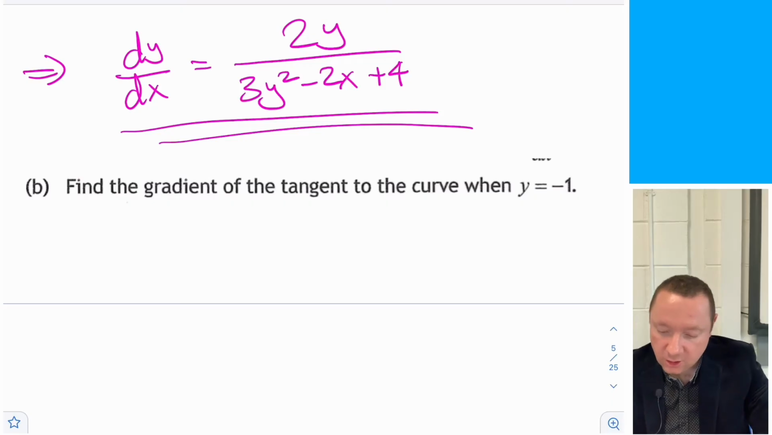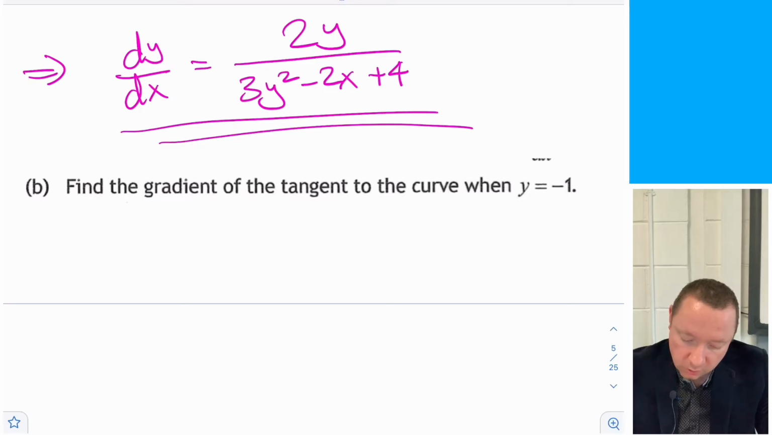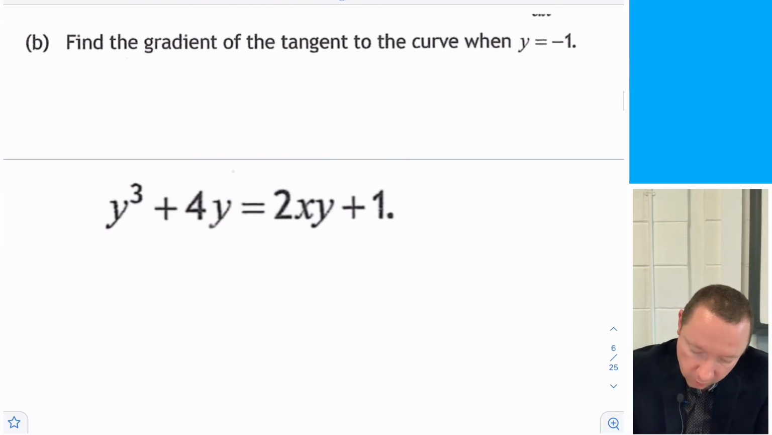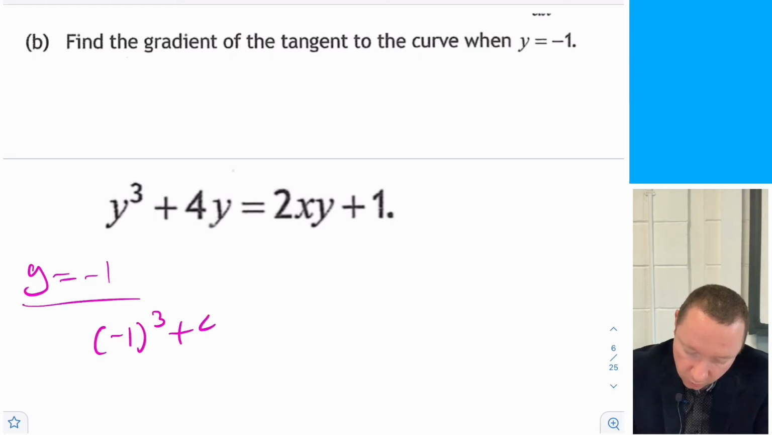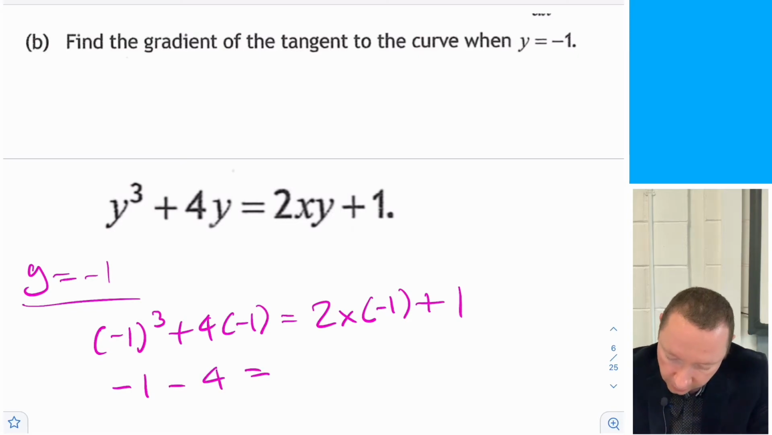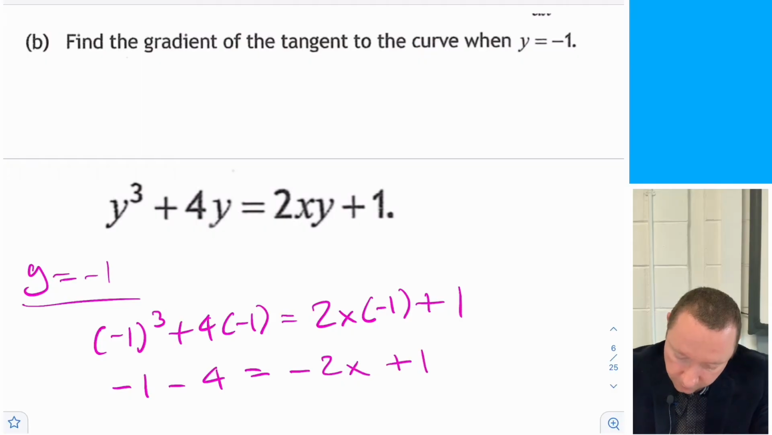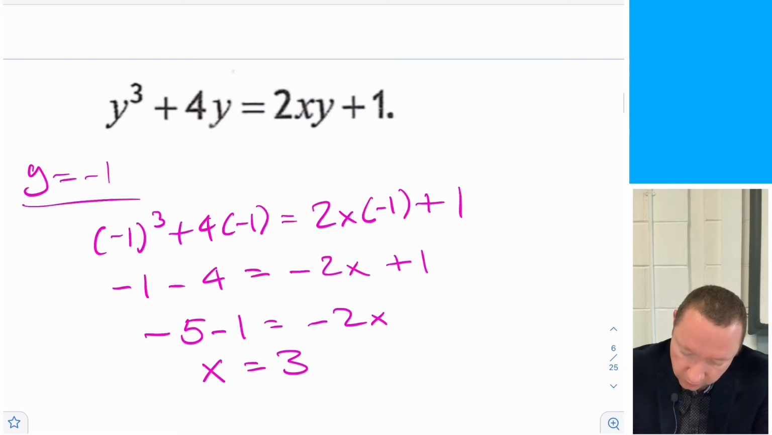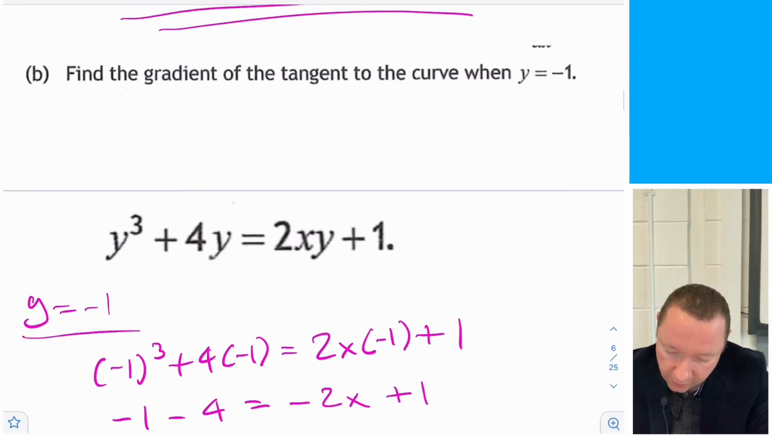Part B says find the gradient of the tangent to the curve at y equals minus 1. So we've got a y value, but we're going to need an x value as well. So remind you of the original equation, which I'll just paste in. So at y equal to minus 1, we have minus 1 cubed plus 4 times minus 1 equals 2x times minus 1 plus 1. That gives us minus 1 take away 4 equals minus 2x plus 1. Minus 5 take away 1 is minus 2x. So x equals 3. Minus 6 divided by minus 2 is 3. So we've got x equals 3 and y equals minus 1.